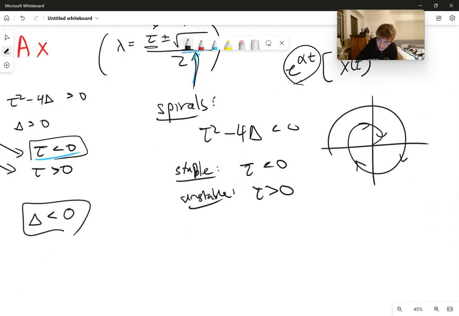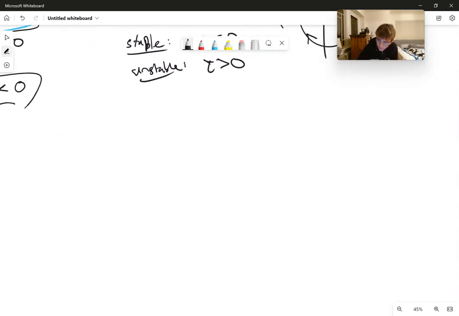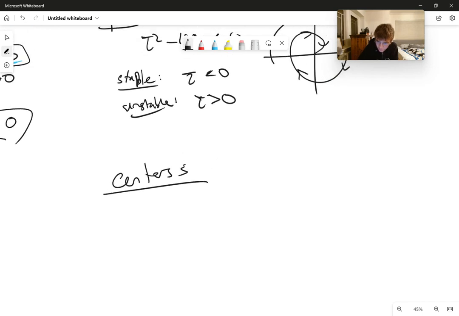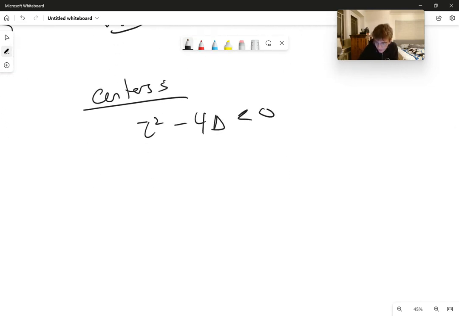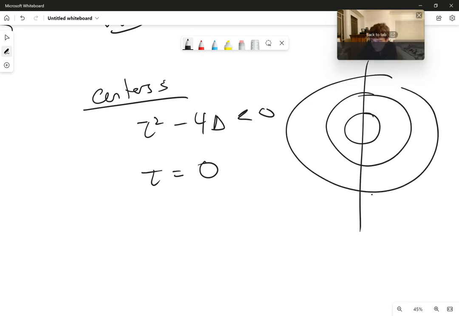And then finally, we have centers, which essentially occur when we still have tau squared minus 4 determinant less than 0, but now we have tau equal to 0. So when the trace is equal to 0, all of a sudden we lose that exponential multiplier and we just get undamped oscillations. So we just get perfect oscillations in our phase space.